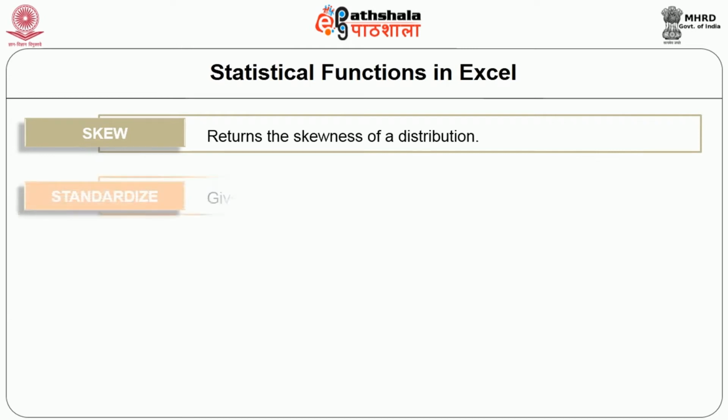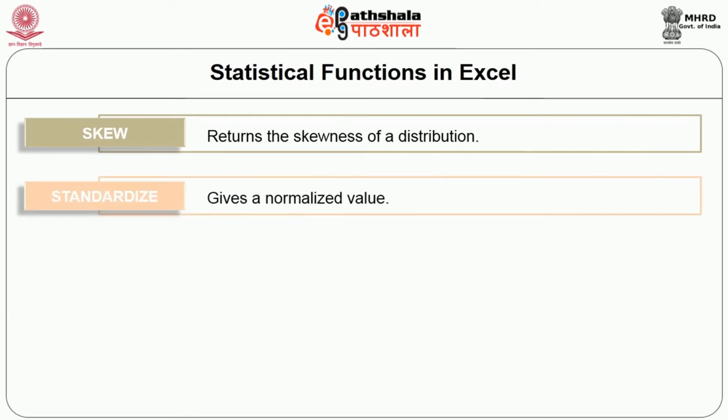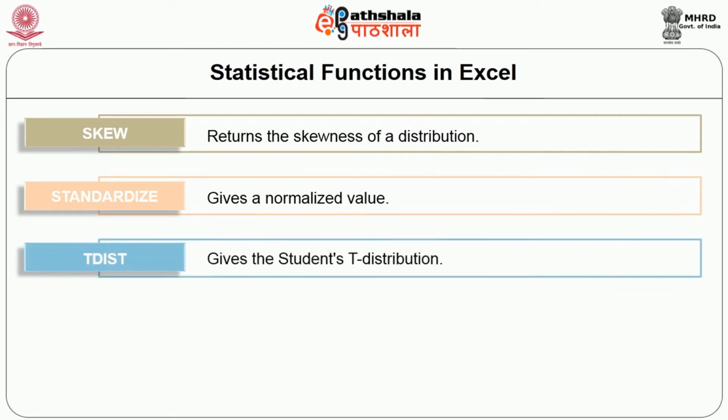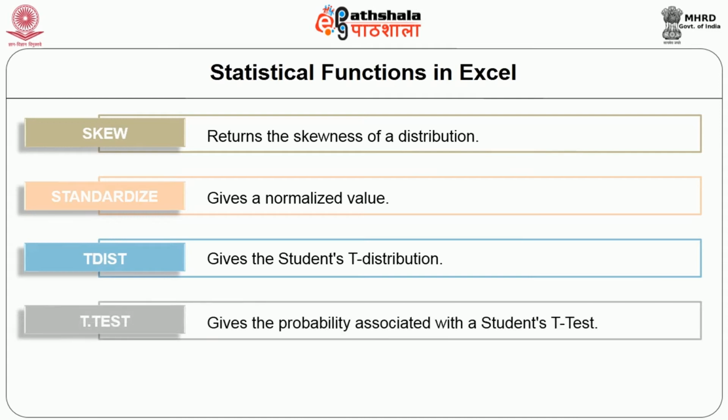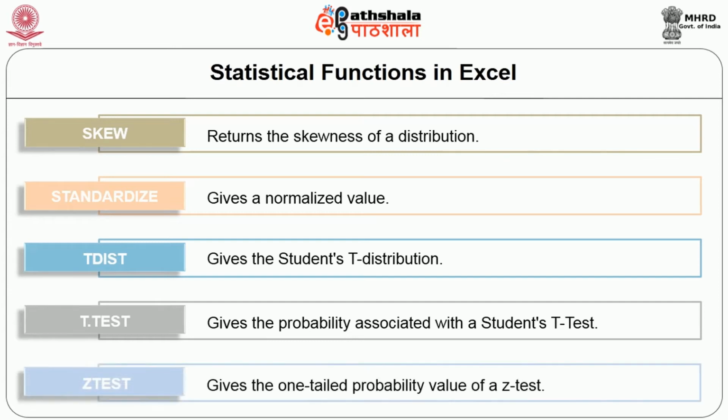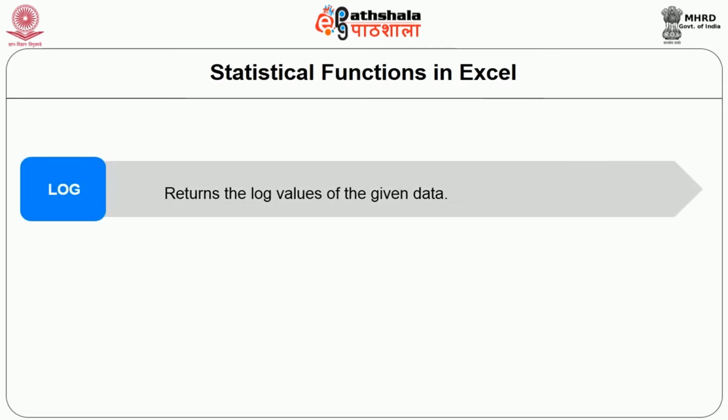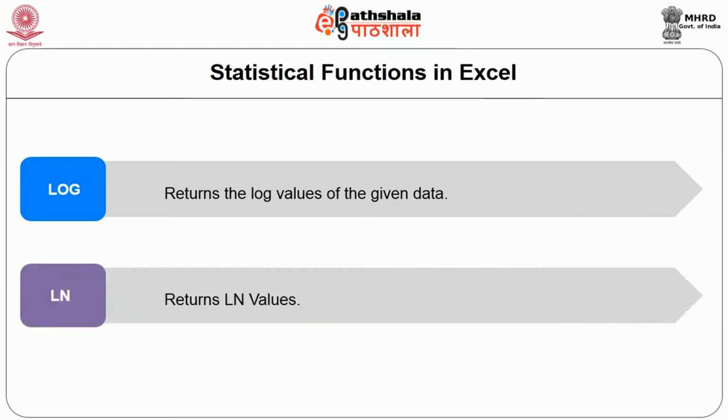STANDARDIZE will give a normalized value. T.DIST will give the student t distribution. T.TEST will give the probability associated with the student t-test. Z.TEST will give the one-tailed probability value of the z-test. LOG returns the log values of the given data. LN returns ln values. Some of the important statistical functions with examples below in Excel.